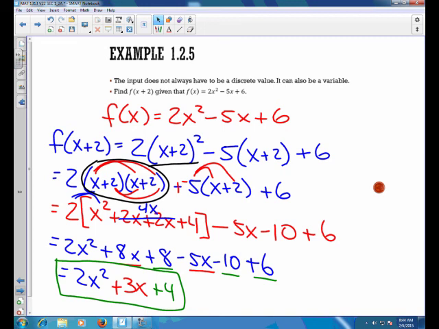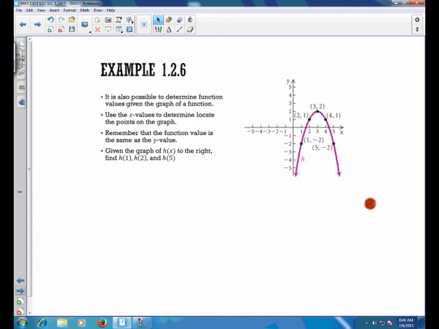Now finally, let's talk about locating points on a graph given the function notation. Okay? What we're going to do is we're going to use the x values to locate the points. Okay? And remember that the function value is just given by the y value. Okay? So starting with this graph to the right, we want to find h of 1. Okay? Well, 1 is the x value. So we're going to go to where 1 is.